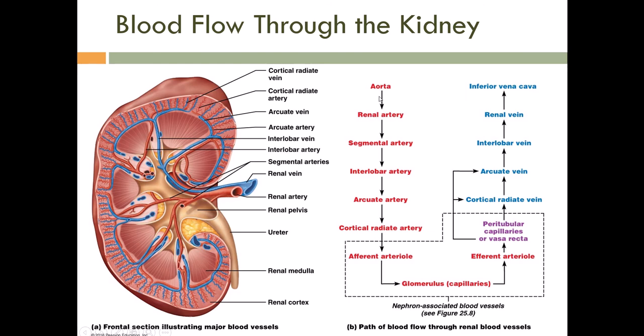So branching off of the aorta is the renal artery. That's what comes in through the hilum. Once we're into the kidney, the renal artery then will branch into what we call some segmental arteries. The segmental arteries will then branch into interlobular arteries. So if you think of the medullary pyramids as lobes of the kidney, they're interlobular, so between the lobes.